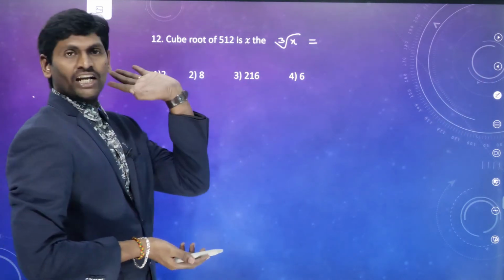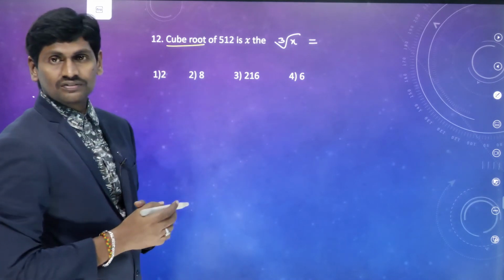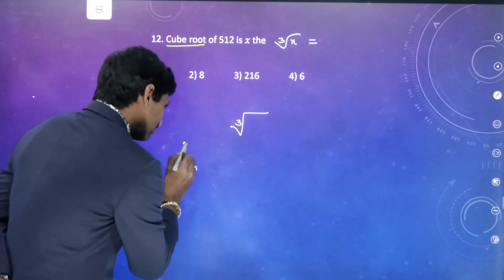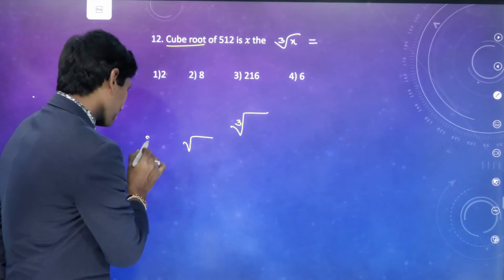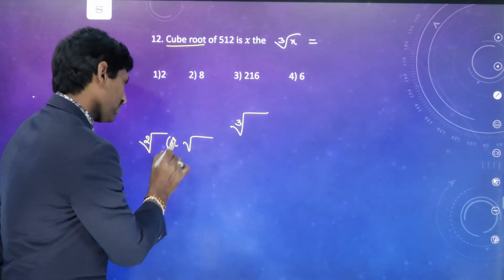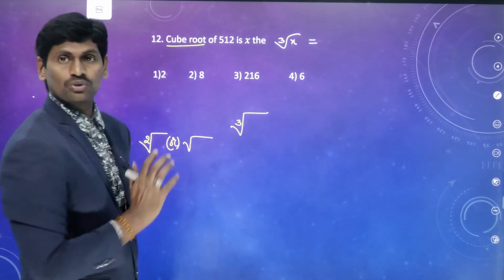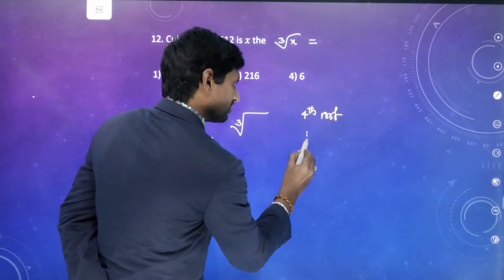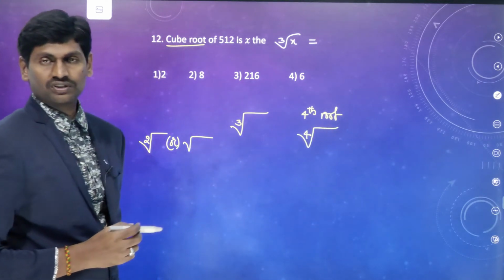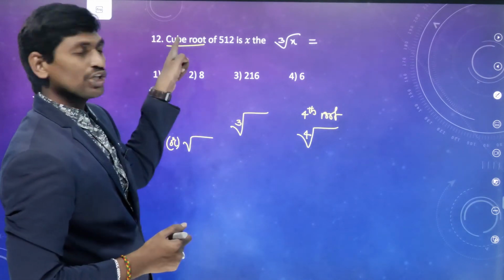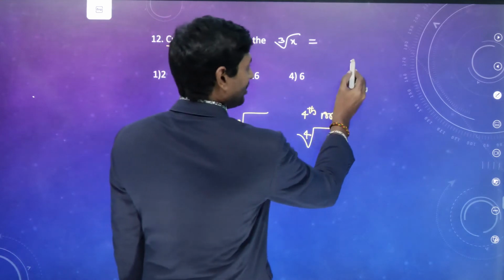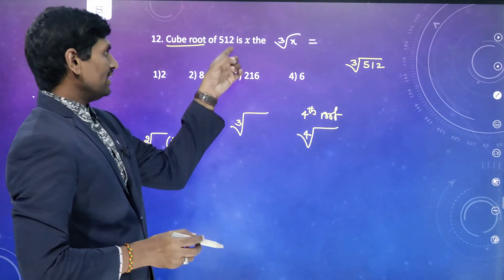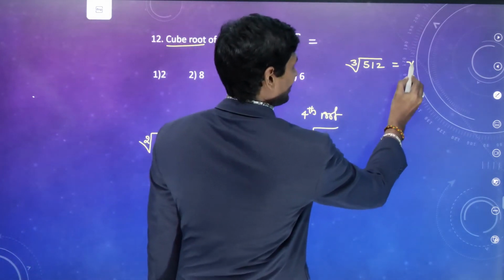Cube root of 512. This is the symbol for cube root, and this is the symbol for square root. We can write square root like here or here, both are the same. Cube root we should write like this only. Fourth root means this one, this is the symbol for fourth root. Now here it is asking the cube root of 512. The cube root of 512 is x, it seems.